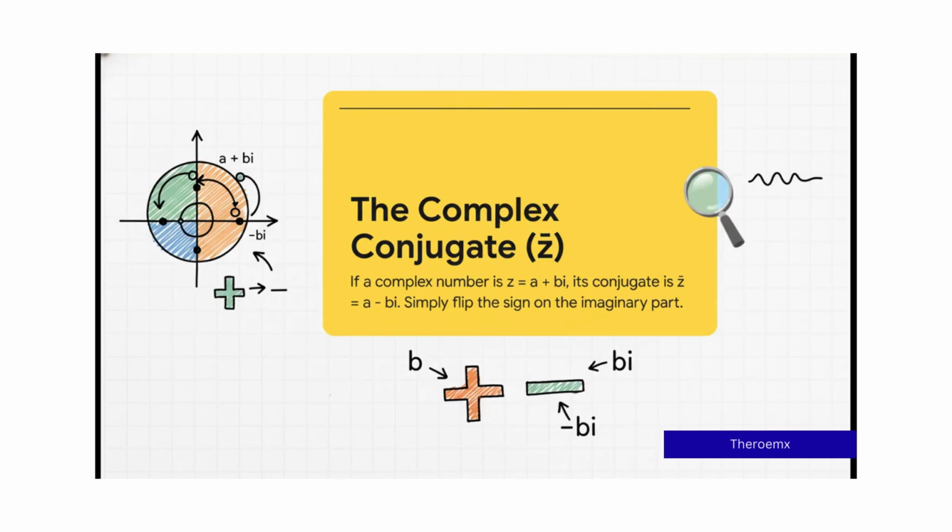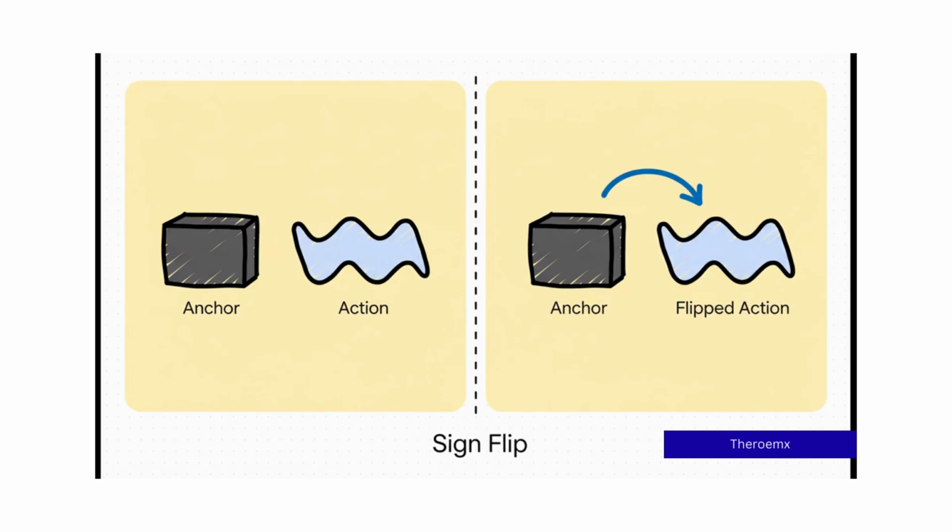If you have a complex number with the real part a and an imaginary part bi, its conjugate has the exact same real part. You just flip the sign on the imaginary part. That's it. Plus becomes minus, minus becomes plus. Easy. You can see it right here. The real part, that's our anchor. It doesn't move. All the action, all the magic happens with that imaginary part. And that simple little sign flip is what gives the conjugate all of its power.